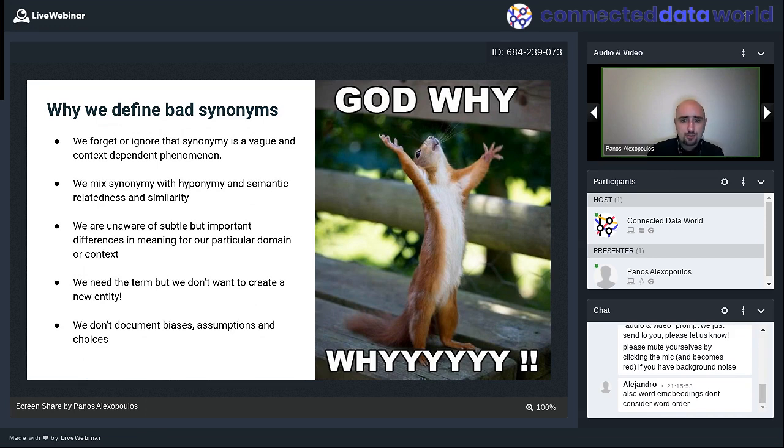I've seen that happening. I actually had a request from a client saying that my knowledge graph needs to have not more than 5,000 entities. And I told them, okay, but your domain has many more terms. Yes, he said, put them as synonyms of existing entities. So we had to squeeze terms that were not synonymous as labels and lexicalizations of entities that were not synonymous. And the final thing is that we don't document biases, assumptions, and choices.